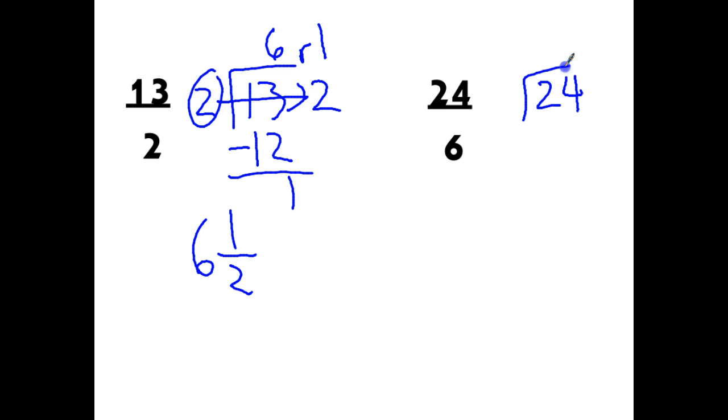24/6. Dividing, how many 6's in 24? 4 of them. When I subtract, nothing left, so there's no remainder, there's no fraction part. There's no reason to say 4 and 0/6, it's just 4. Stop the video and try it out.